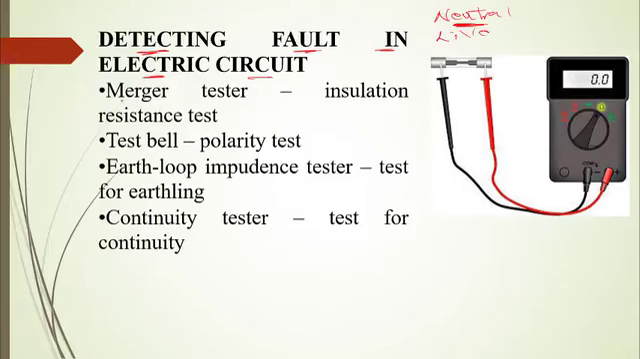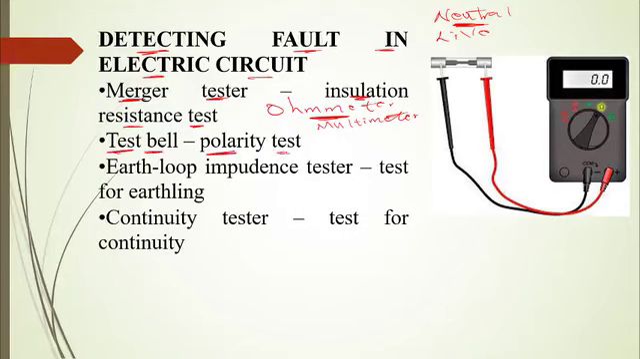One of the ways we can do that is through the measure tester insulation resistance test. So we have to use an ohm meter for this. You can use an ohm meter for this to do the insulation resistance test, or you can also use your multimeter for this as well. Measure test. Another kind of test that you can run is the test we call the test bell.